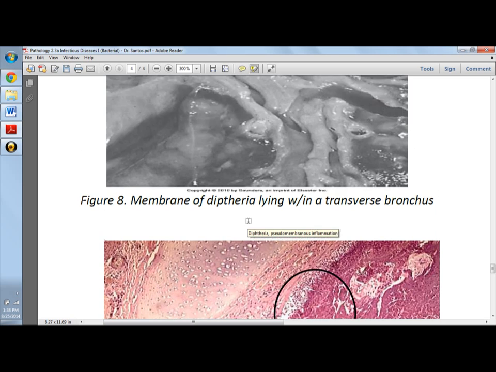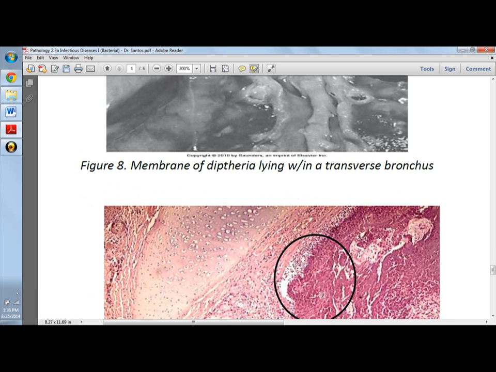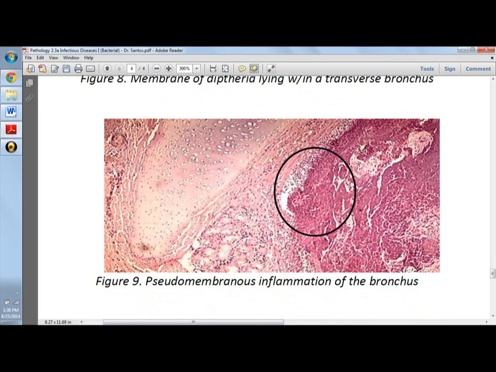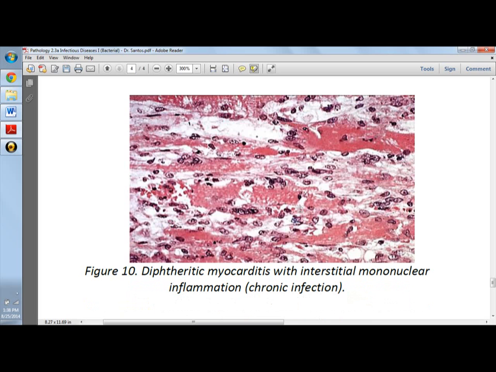This is a membrane of diphtheria lying within the transverse bronchus. This is a pseudomembranous inflammation of the bronchus. This is diphtheritic myocarditis with interstitial mononuclear inflammation. This is actually a manifestation of a chronic infection.